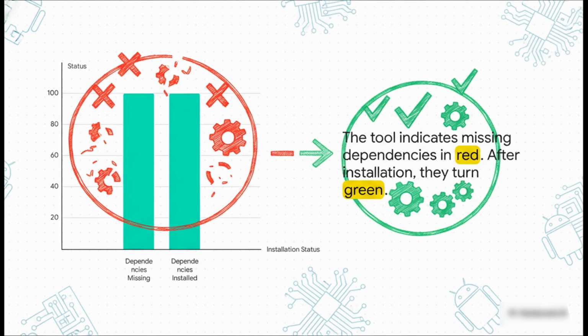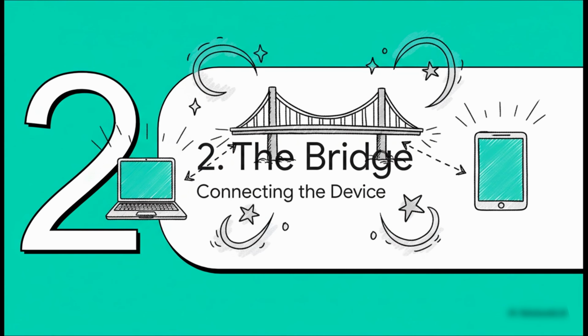So when you first launch the tool, you're going to see a screen like this, with all the dependencies showing up in red. Don't panic, that just means they haven't been installed yet, but after you run that little installation script, boom, everything turns green. It's a super simple visual check. Green means you are good to go. Okay, our toolkit is all set up.